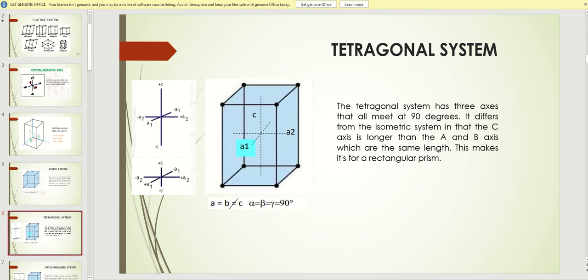The trigonal system. The trigonal system has 3 axes, and they also meet at 90 degrees. The only difference is that the C axis is longer than A and B, where you can say that A is equal to B, but A and B are not equal to C. Its axial angles are equal to 90 degrees, where alpha equals beta equals gamma.